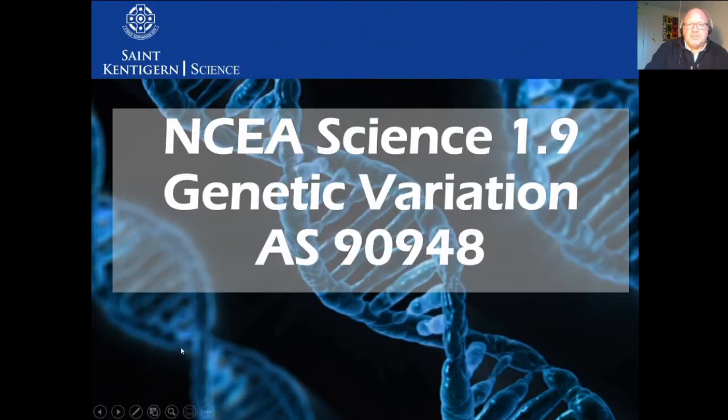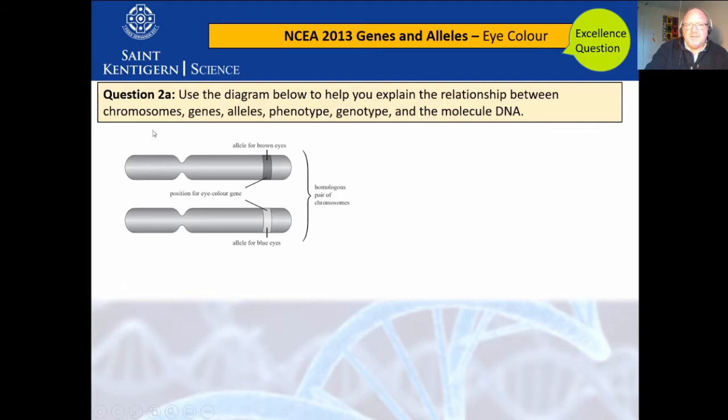Okay, so jumping right in, just a reminder, what we did work on in the past was all about genetic variation, and we talked about chromosomes and alleles and DNA and how it all fits together. So in 2013, question 2a was: use the diagram below to help explain the relationship between chromosomes, genes, alleles, phenotype, genotype, and the molecule of DNA. Now, can you see this is an excellent question, guys? So you need to basically learn how to tell the story. You start with DNA.